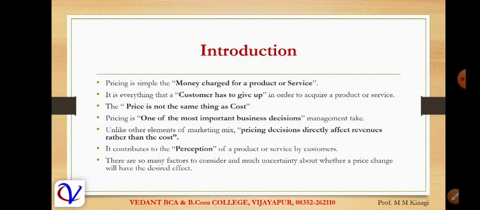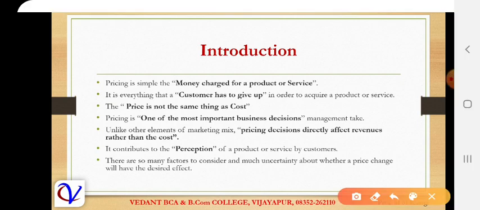Then the third point: price is not the same thing as cost. You know that the cost of production is different. Apart from the cost of production, we add various things like advertisement, office overheads, and various other expenses. After adding all this, we fix the final price.